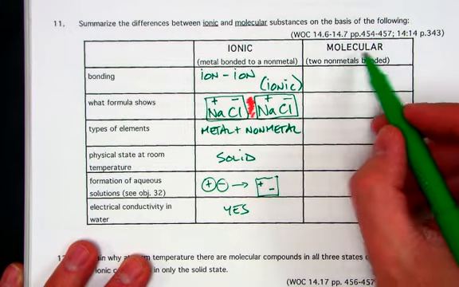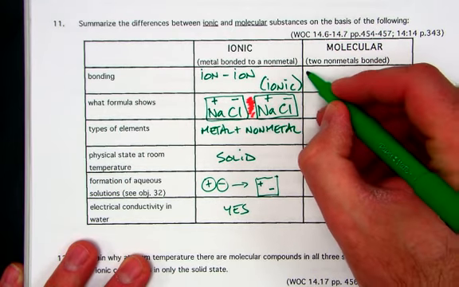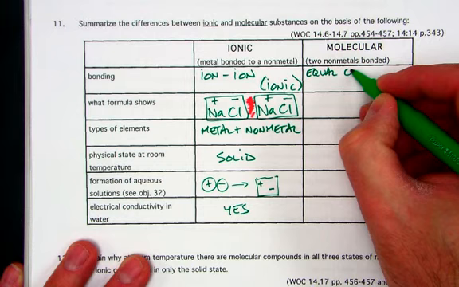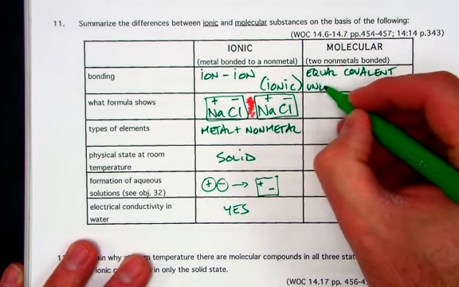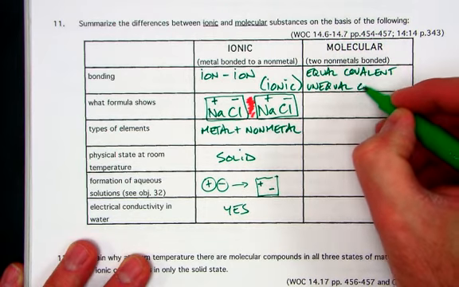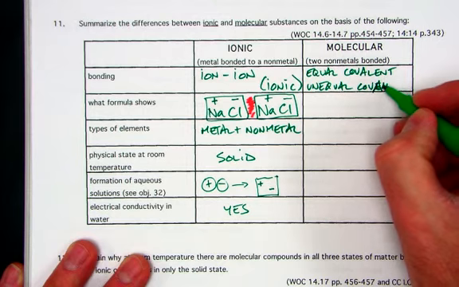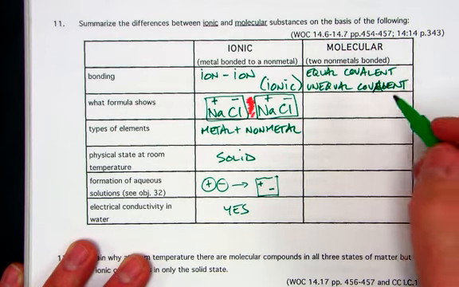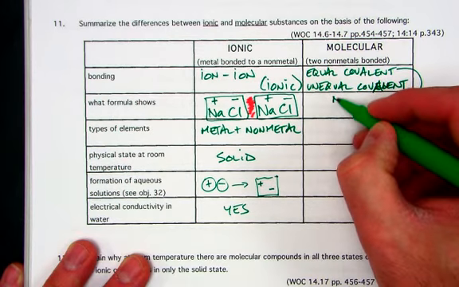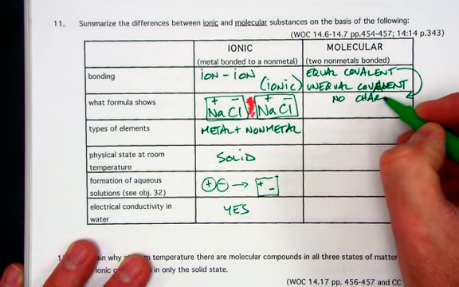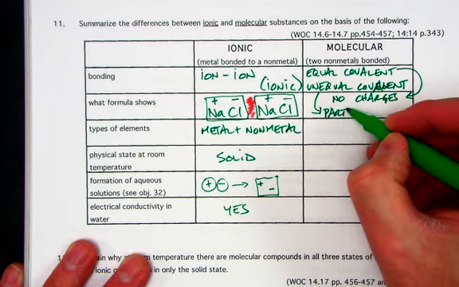Molecular substances, which are two nonmetals bonded, the bonding that you're going to see could be equal covalent or it could be unequal covalent. So in terms of charge, if it was equal covalent, then that would be no charges present. If it was unequal covalent, you would see partial charges. Okay.